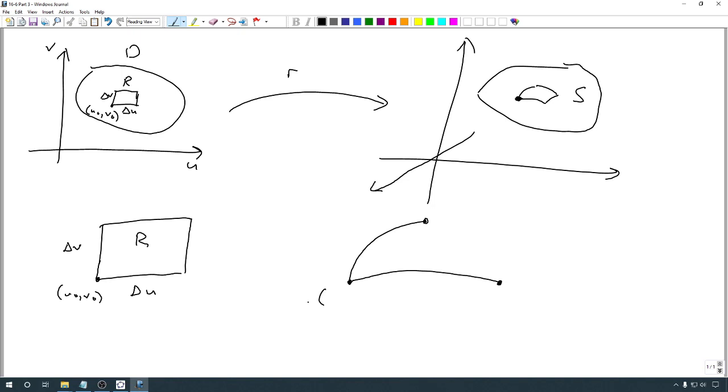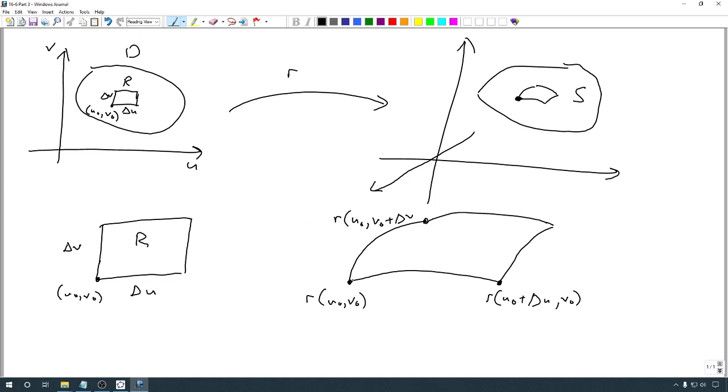This would be the image of U0, V0. This would actually be the image of U0 plus delta U, V0, because this point here is U0 plus this delta U and the same V0 for the V value. And this over here would be R of U0, V0 plus delta V. How are we going to figure out what the area of this image is?